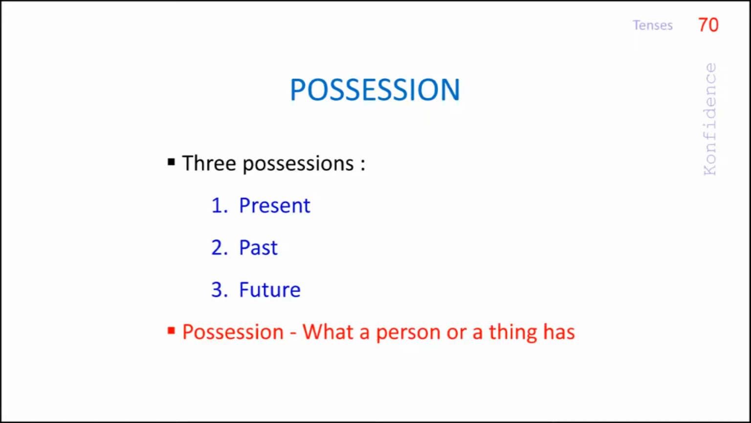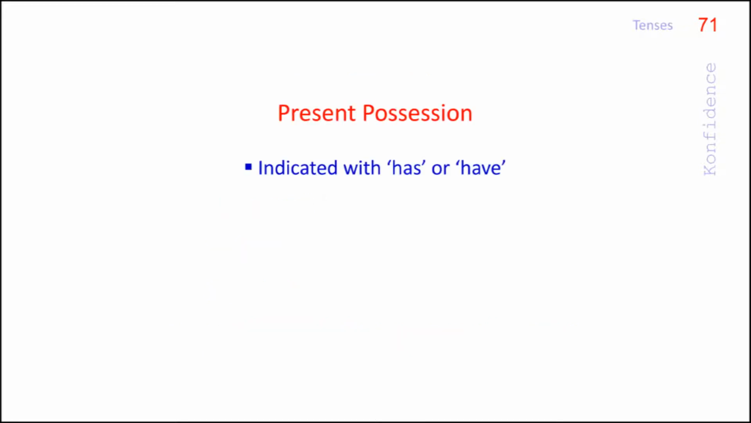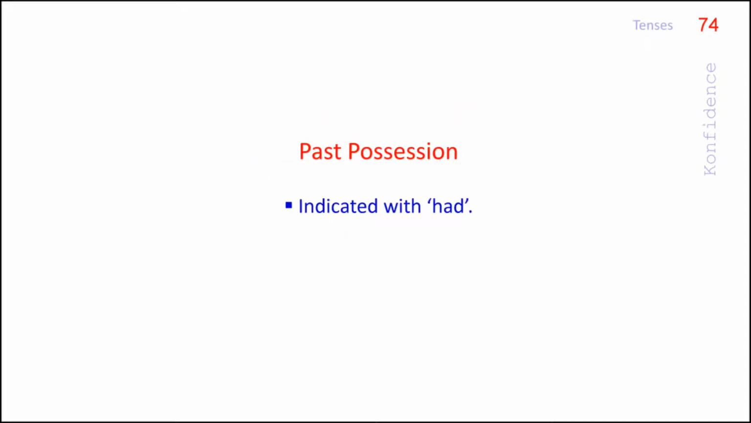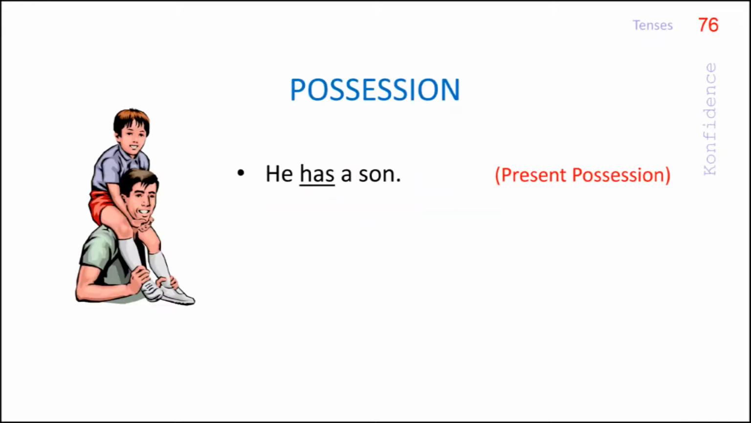Possession is nothing but what a person or a thing has. Present possession is indicated with has or have, has with singular subjects, and have with plural subjects. Past possession is expressed with had, and future possession is expressed with will have, irrespective of singular or plural subjects. Now see the examples of verbs describing possession and understand the difference in the meaning.